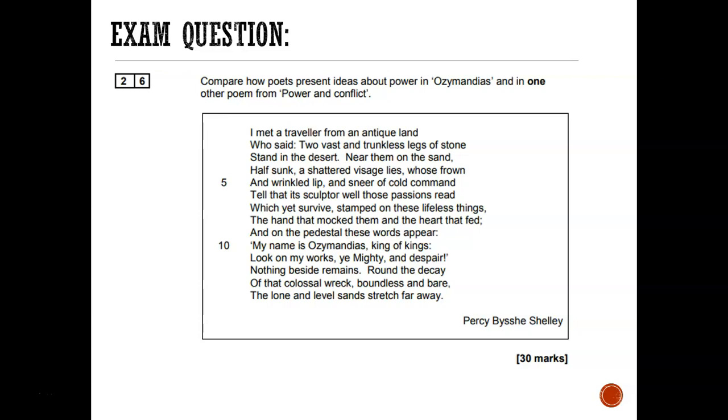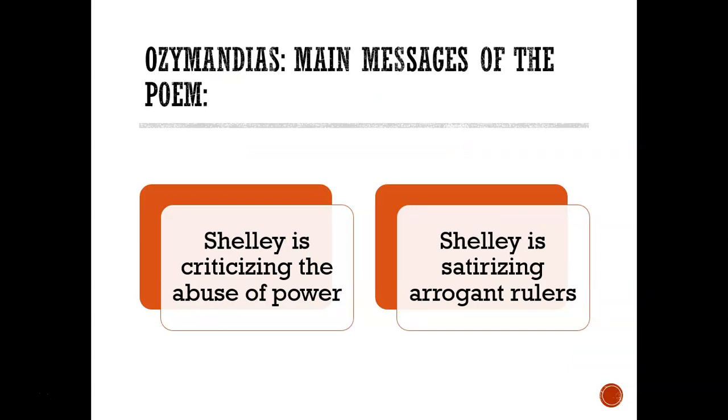It will have been a while, Year 10, since you've studied this poem, so let's remind you of what this poem is about, the main messages of the poem. Shelley, the poet, is criticising the abuse of power. So remember, Ozymandias is based on a real pharaoh, Ramses II, who is known as a very brilliant but incredibly ruthless and savage, cruel pharaoh. So he's criticising the abuse of power.